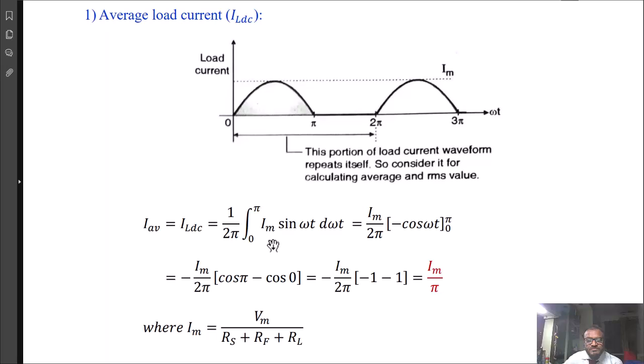Now, Im is constant, so we have taken it out. And the integral of sin omega t is minus cos omega t, from 0 to pi.